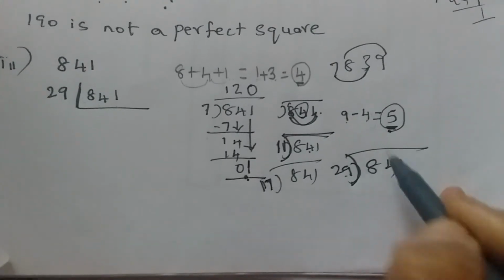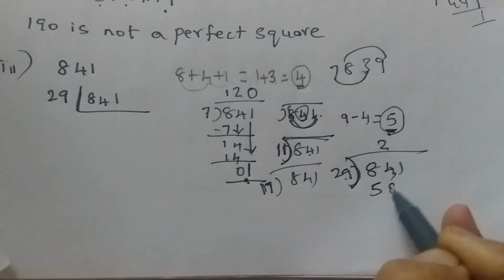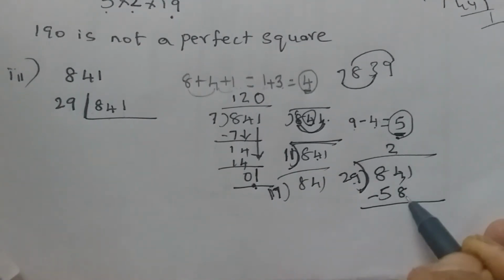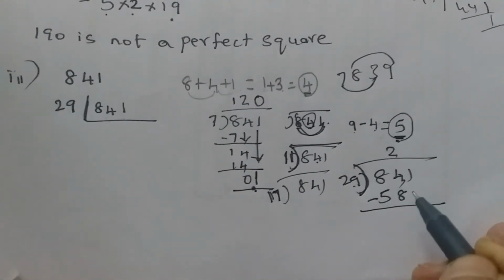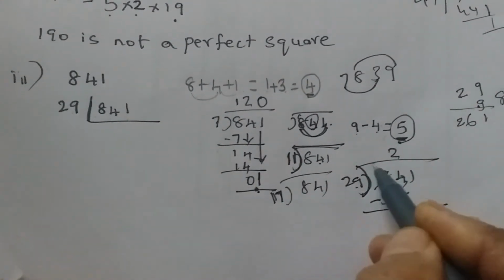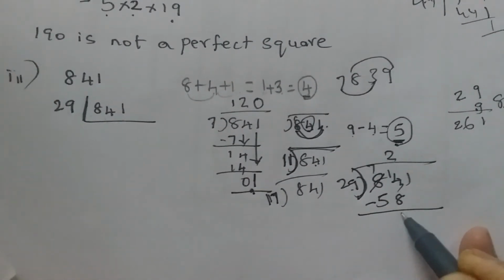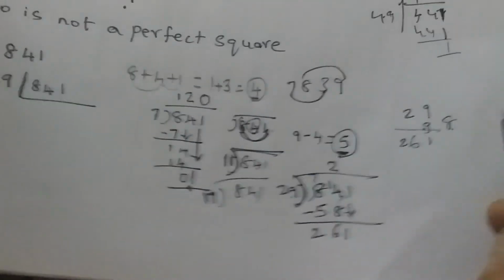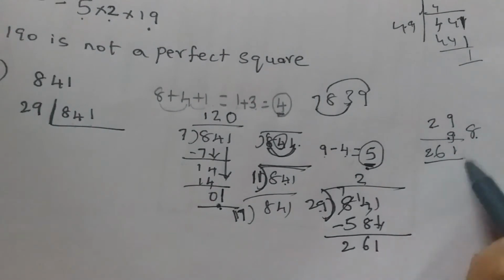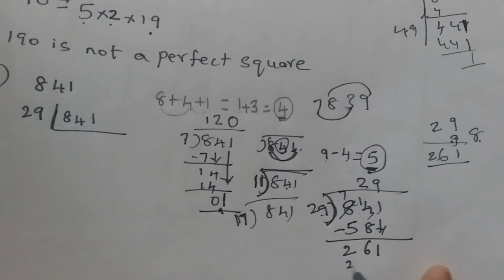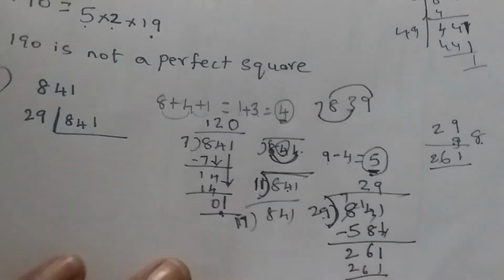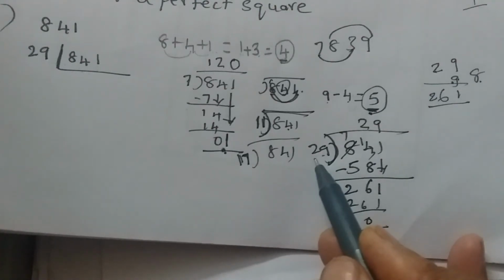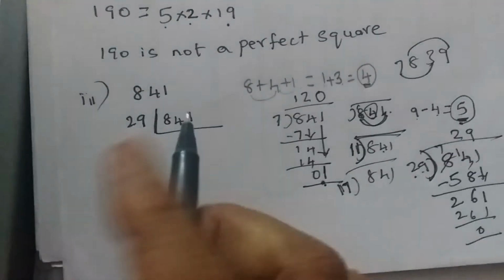See, 29 in 84 goes 2 times. The answer is 58. 2 into 29 is 58. When you subtract, we get 14 minus 8, so borrow and subtract. 14 minus 8 is 6 and 7 minus 5 is 2. Bring down the next number 1. In 261, 29 into 9 gives you 261, so it goes 9 times. It is 261. Your answer becomes 0. So when the remainder becomes 0, it is divisible by 29. So 841 is divisible by only 29.